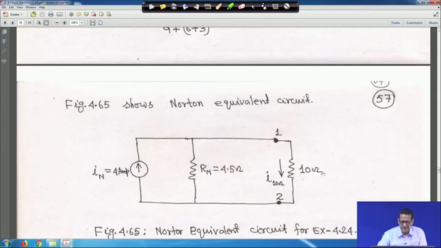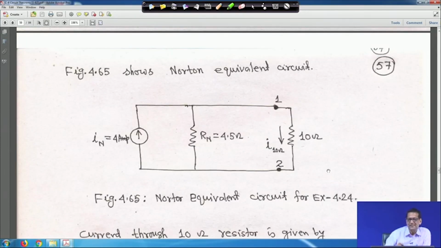Now, look at the equivalent circuit. In Thevenin's theorem, we have seen that V Thevenin and R Thevenin are in series. Here your IN we have got as 4 ampere and Rn we have got, and now this 10 ohm is connected across this R Norton, right. So, in that case you can easily find out I10 through current division. It is written I10 ohm, that means current through the 10 ohm resistance.